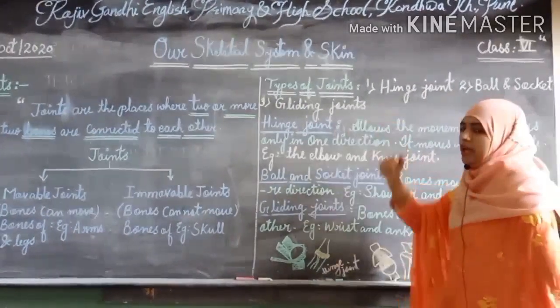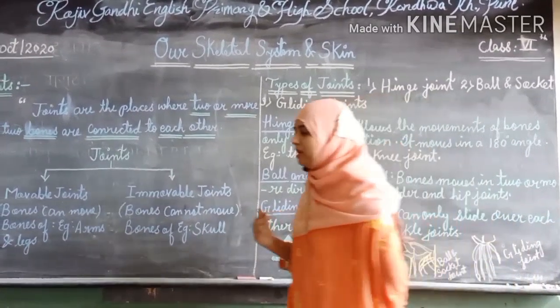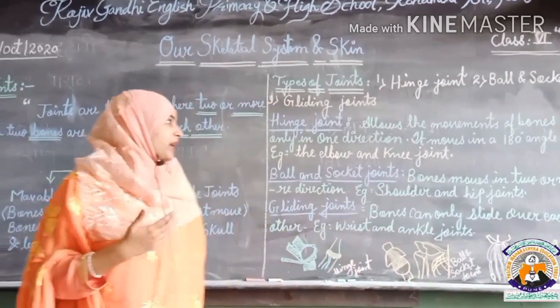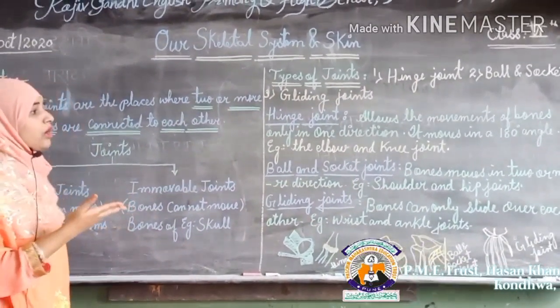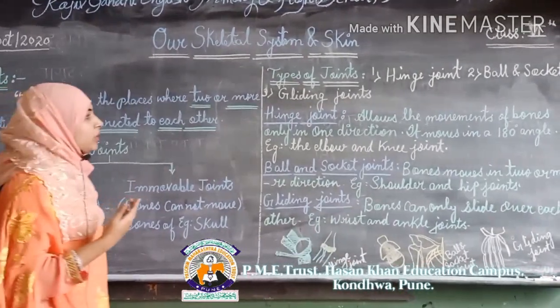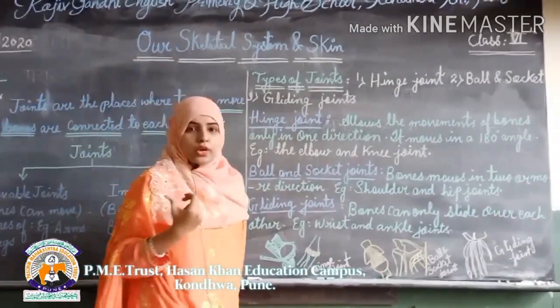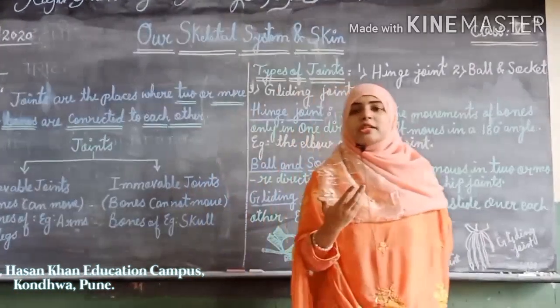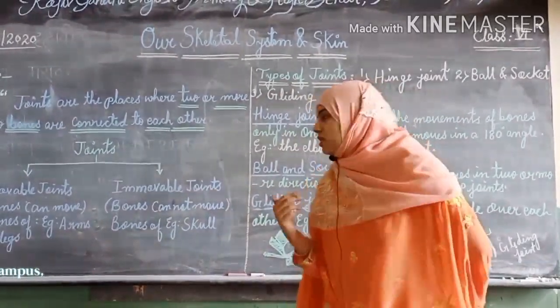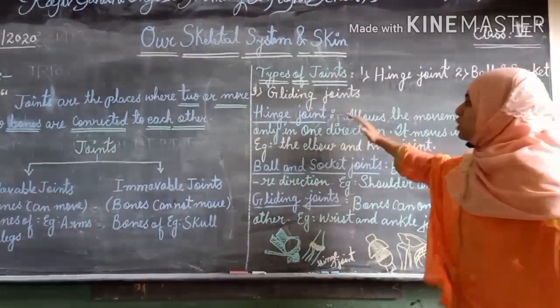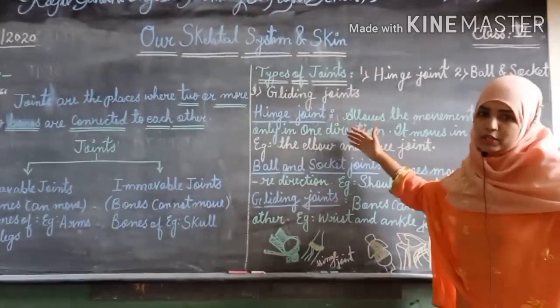Now come to the hinge joint, the first movable joint. Where is it present? It is present in the elbow and knee joint. Now what is a hinge joint? What do you mean by hinge joint?